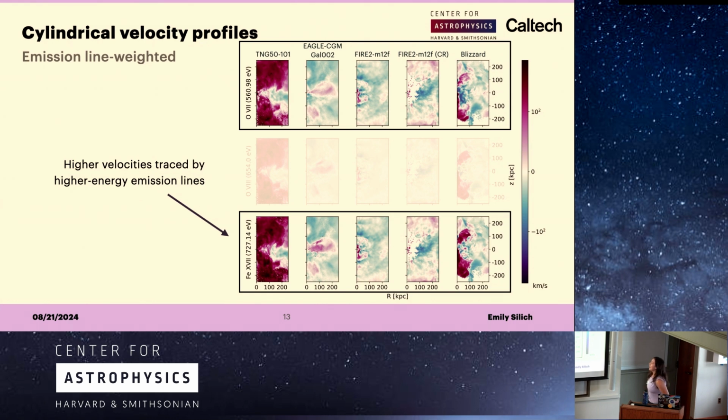You can also see that if you compare the magnitudes of the velocity structure as traced by O7, the lower energy emission line on top, and Fe17, the higher energy emission line on the bottom, the higher velocities are traced by these higher energy emission lines. So in TNG, you can see that the magnitude of the biconical outflows is higher when you trace with Fe17, which means that even within the hot phase of the CGM gas, which emission line you're using is going to be probing a slightly different temperature or velocity structure. You can see this as well in the EAGLE galaxy, it's pretty apparent, as well as the FOGGY galaxy.